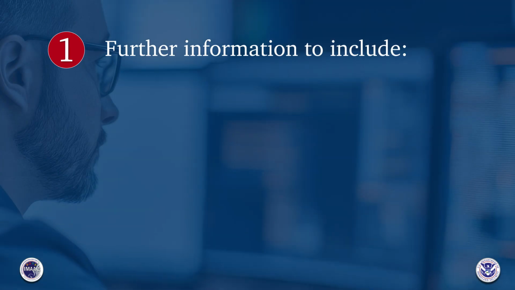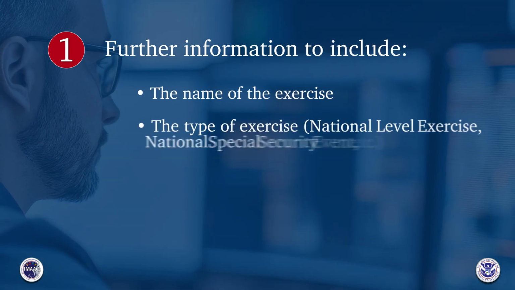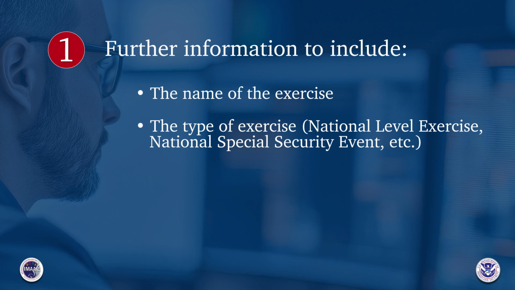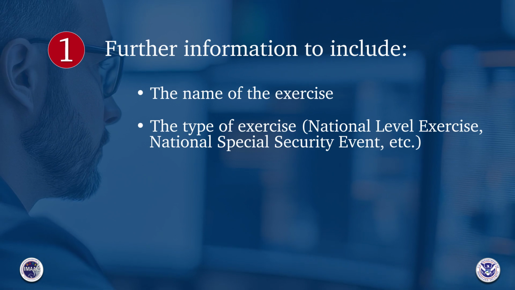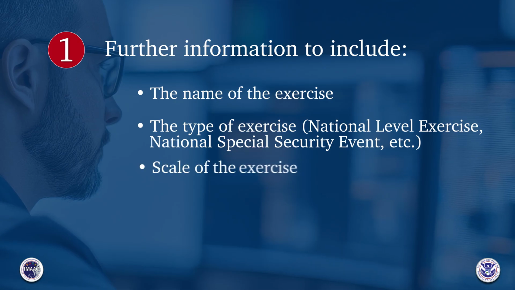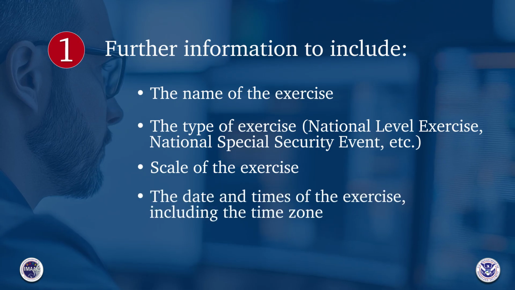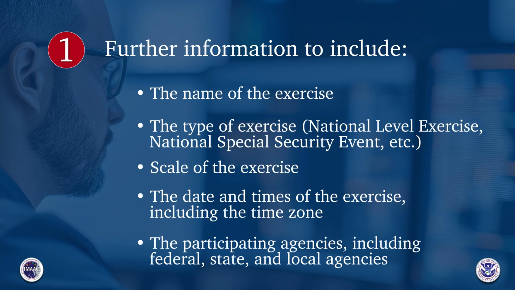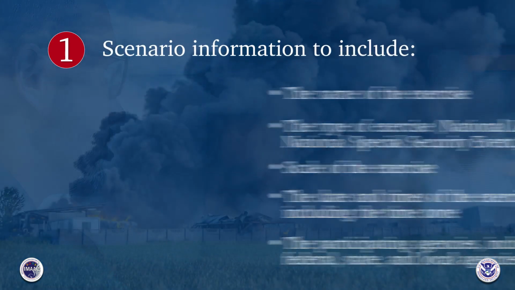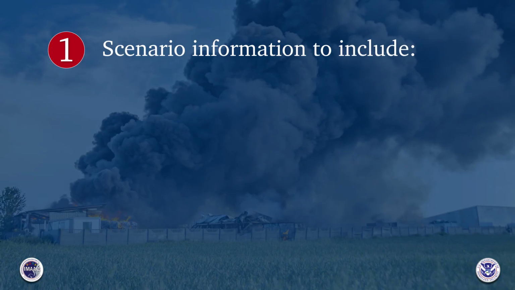Further information that should be noted in the request includes the name of the exercise, the type of the exercise, national level exercise, national special security event, single or multi-agency exercise, etc. The scale of the exercise, tabletop, functional, full scale, etc. The date and times of the exercise, including the time zone, and the participating agencies, including federal, state, and local agencies. All available scenario information at the time of the request should also be included.